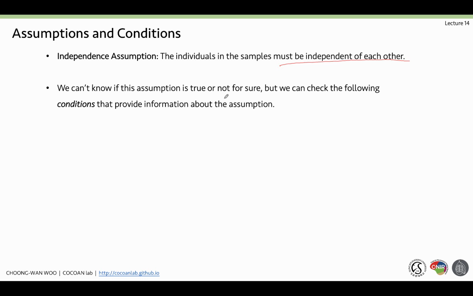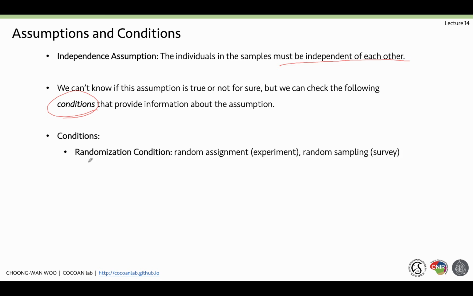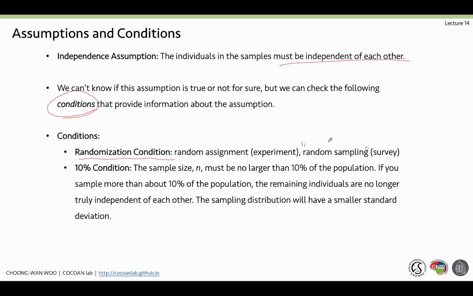And it's really hard to know if this assumption is true or not, but we can check the following conditions that provide information about the assumption. The first is the randomization condition. If we sample randomly, for example, random sampling, we can make sure that the independence assumption is correct. And there is a 10% condition.